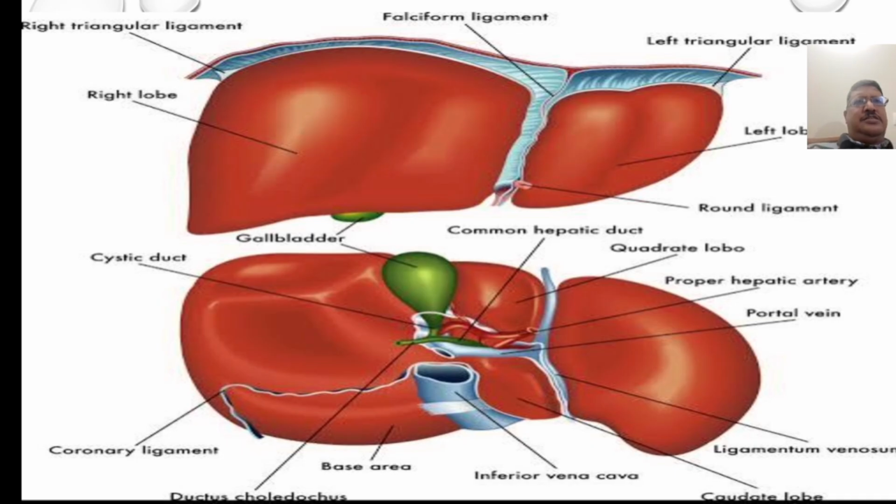So these are other structures. This is the falciform ligament, left triangular ligament, right triangular ligament, right lobe, left lobe. This is the gallbladder. Cystic duct. This is the cystic duct. Common hepatic duct. Then the quadrate lobe. Another is the proper hepatic artery, portal veins.